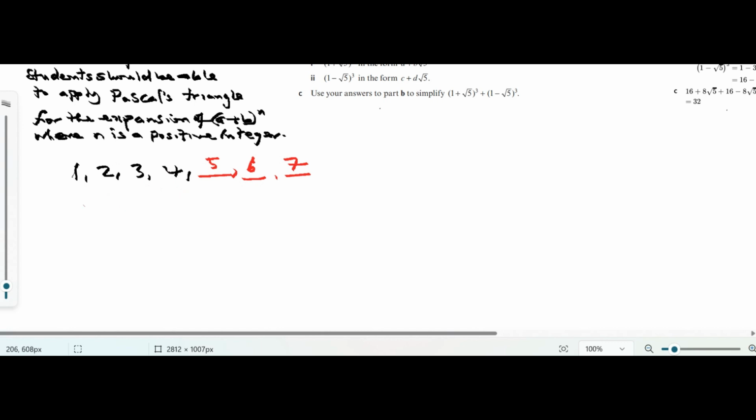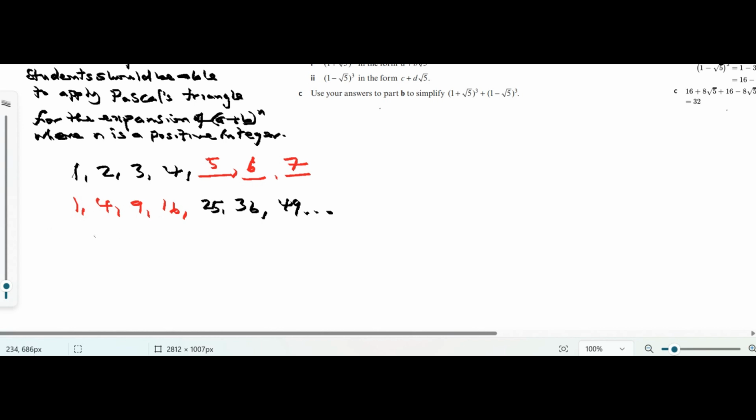I can have a squared sequence: 1, 4, 9, 16. The next one will be 25, 36, and 49, and so on. That's the squared numbers. Square root of 1 is 1, square root of 2, and so on.